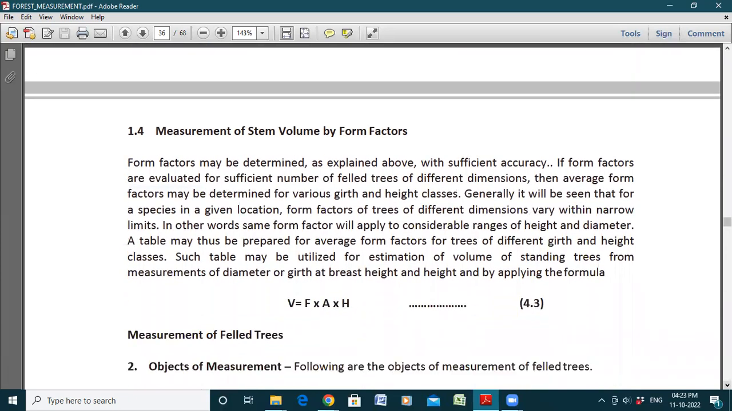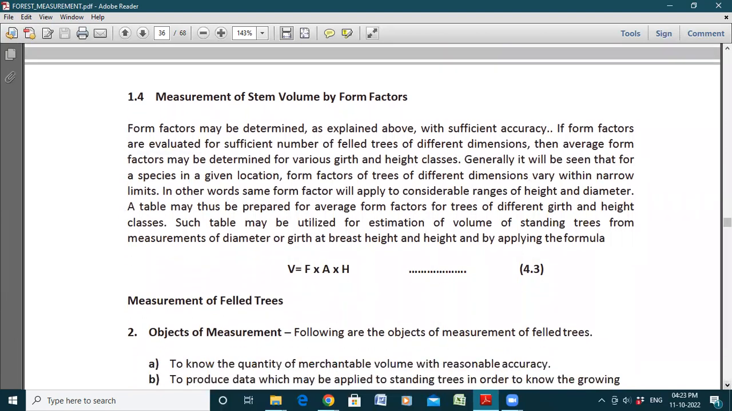Now, measurement of stem volume by form factors. Form factors may be determined like above with sufficient accuracy. If form factors are evaluated for a sufficient number of fell trees of different dimensions, then average form factors may be determined for various girth and height classes. Generally, it will be seen that for a species in a given location, form factors of trees of different dimensions vary within narrow limits.